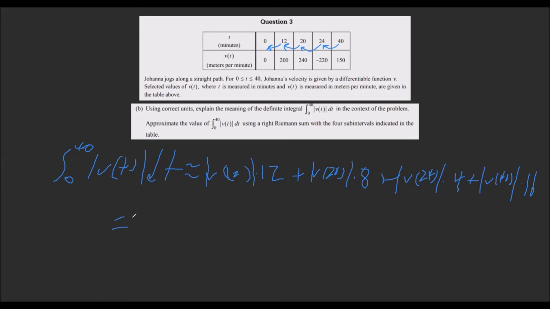Okay, and from here, we can plug these in. 200 times 12 plus 240 times 8 plus the absolute value of v of 24, which in this case is 220, not negative 220. And that, of course, is multiplied by 4, plus 150 times 16. And that is equal to 7,600.